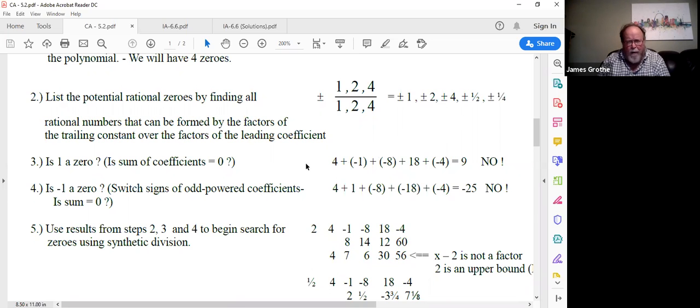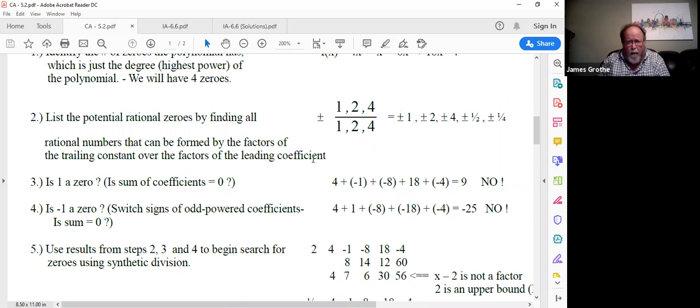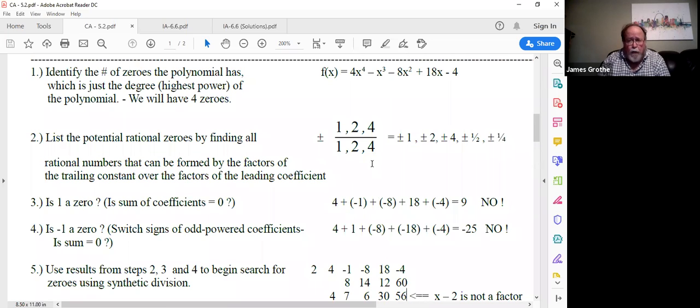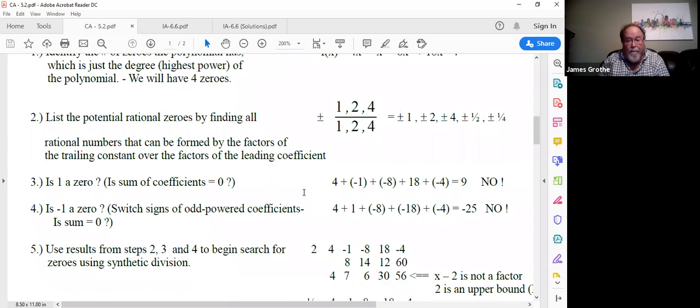So now I'm starting to think. I know I've got a positive 0. It's not 1. It's not 2. It's not 4. So if it's a rational number, it's got to be one of these fractions, 1/2 or 1/4. So let's try a half.